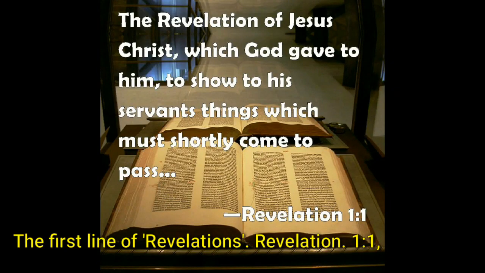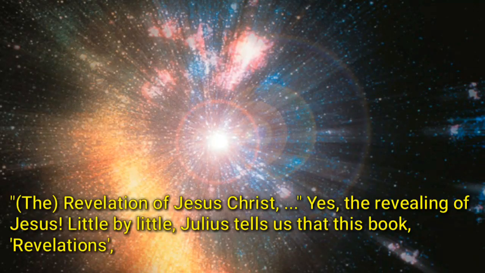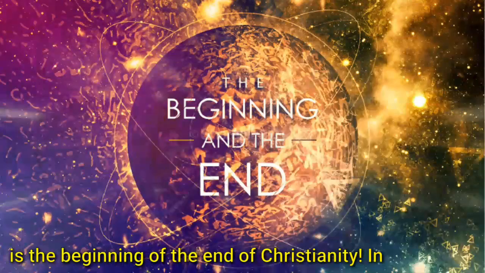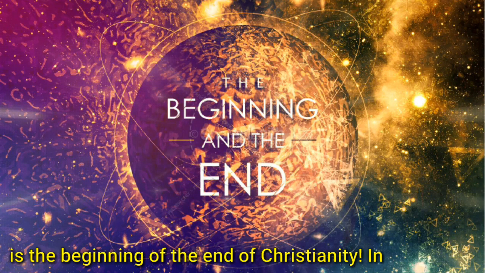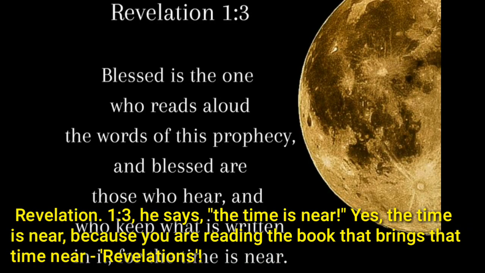The first line of Revelations. Revelation 1:1, the revelation of Jesus Christ. Yes, the revealing of Jesus. Little by little, Julius tells us that this book, Revelations, is the beginning of the end of Christianity. In Revelation 1:3, he says, the time is near. Yes, the time is near, because you are reading the book that brings that time near, Revelations.